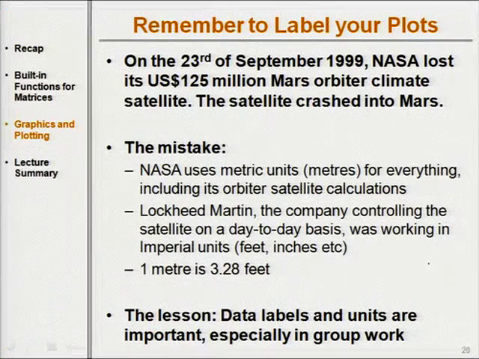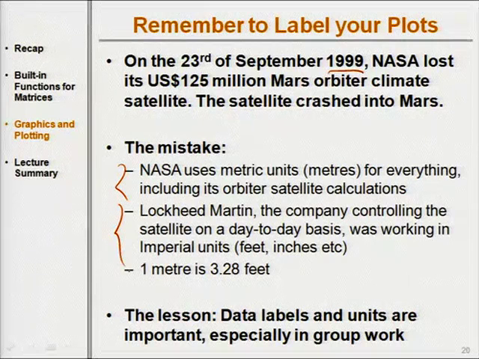However, someone who's not sort of used to labeling plots, 1999, NASA lost $125 million in the Mars orbiter. The satellite crashed into Mars, and the reason was NASA uses metric units for everything. The Lockheed Martin, the company that was controlling the satellite on a day-by-day basis, was working in imperial units. So basically, they were comparing apples with oranges. So, well, I suppose this is a good lesson. If ever you're working for NASA, don't make the same mistake.